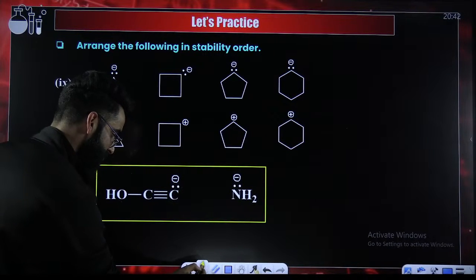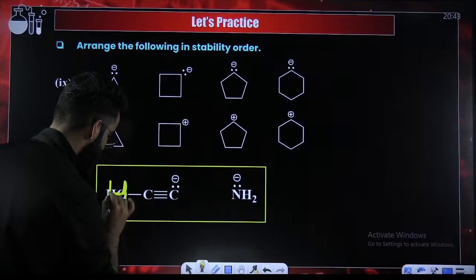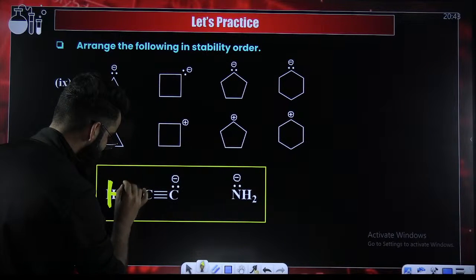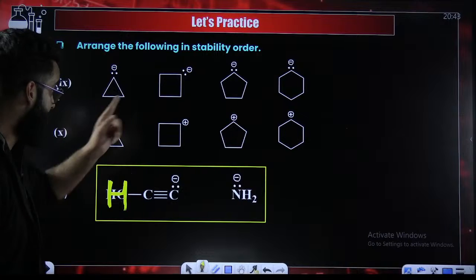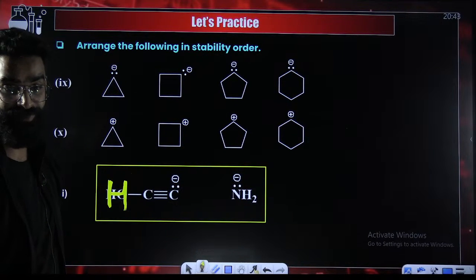And over here, just a second, this is H. Okay, this is H here. Perfect. Leave it aside. Tell me the stability order over here. You should be in a position to give me the stability order.